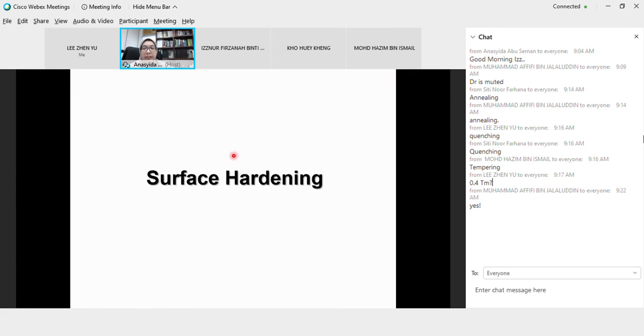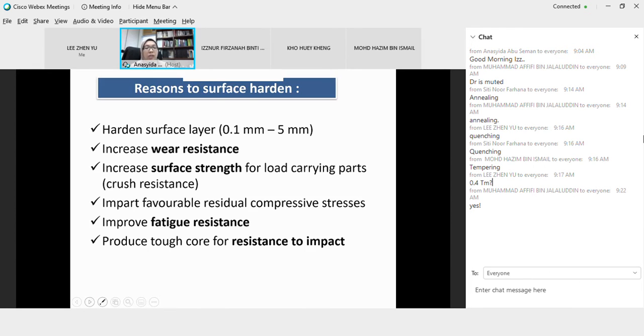Okay, so I'm going to touch on surface hardening. Surface hardening we normally do to increase the outer strength of your specimen. So what we actually do, we have carburizing, nitriding, carbonitriding, chromizing, and so on. So what is the reason to harden the sample? This is definitely to increase the wear resistance, increase the surface strength, and compressive stress. So they produce a tough core for resistance to impact.